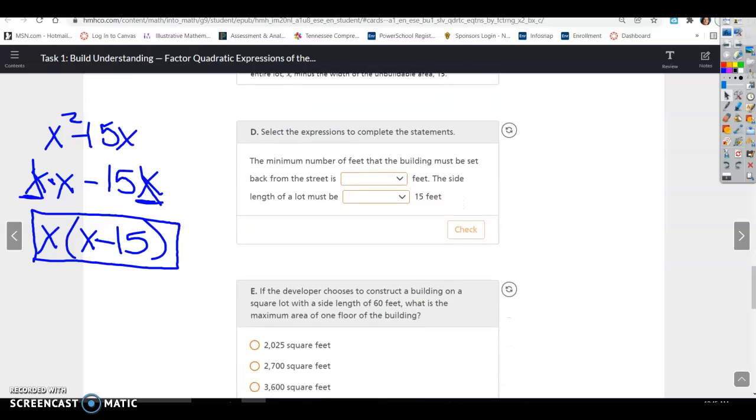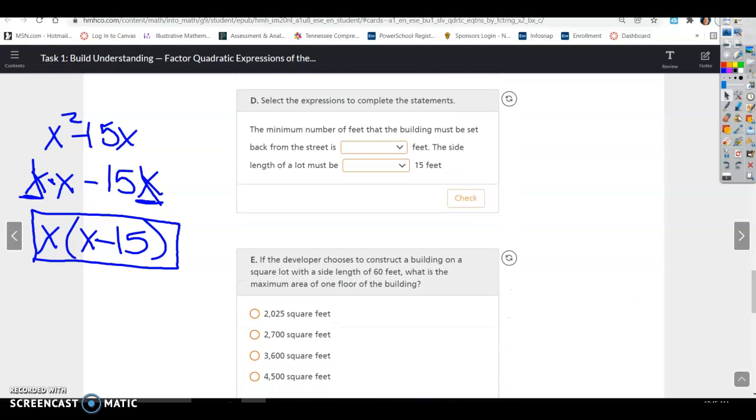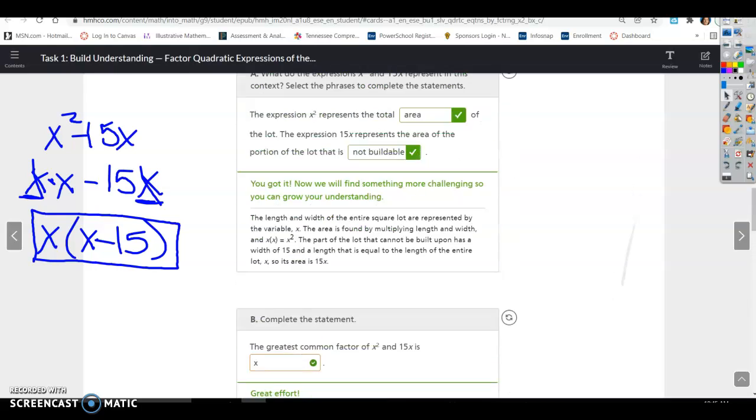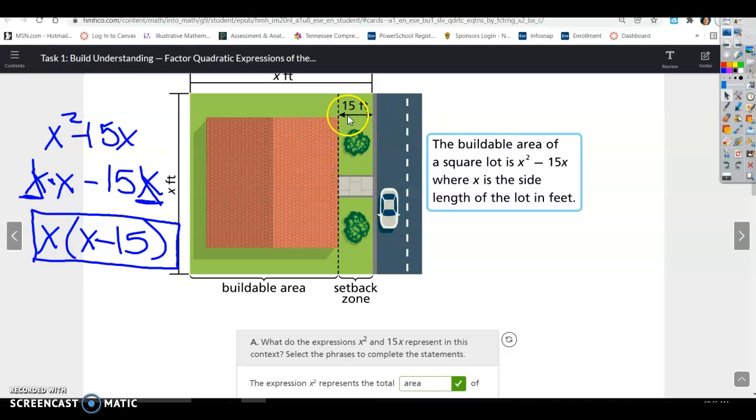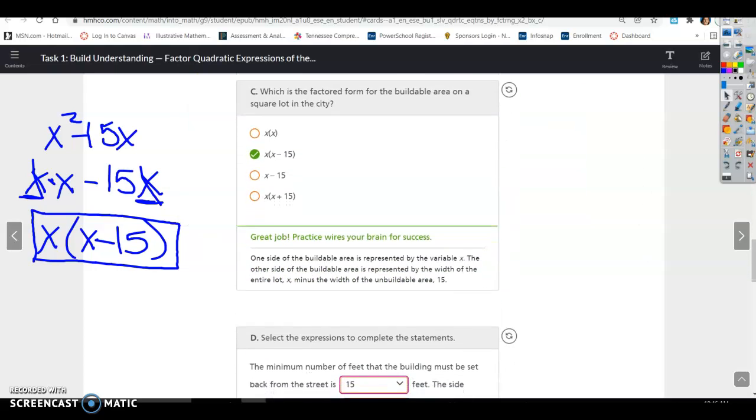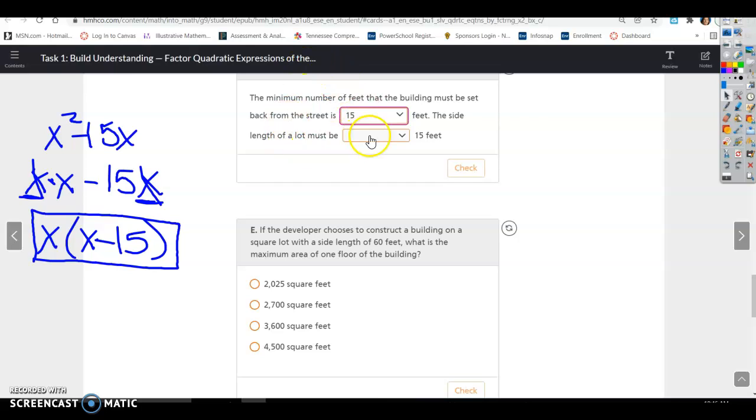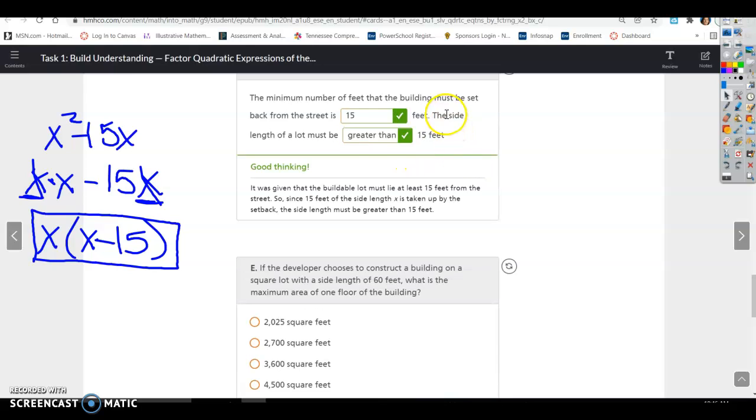All right, so it says select the expressions to complete the statements. The minimum number of feet that the building must be set back from the street is 15. If you go back to the picture, you can see that they set back 15 feet from the road. And it says the side length of a lot must be greater than 15 feet. All right, so the side length of the lot must be greater than 15 feet. If it weren't, there wouldn't be enough space for the building.